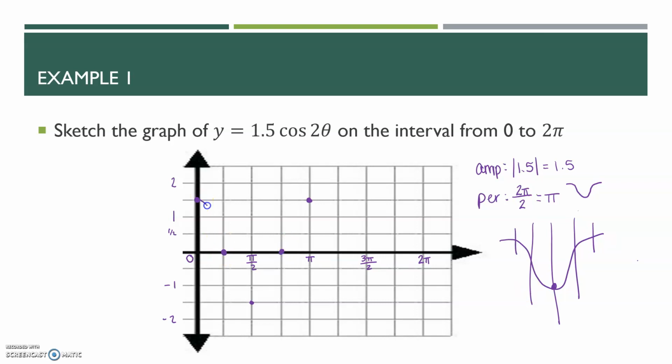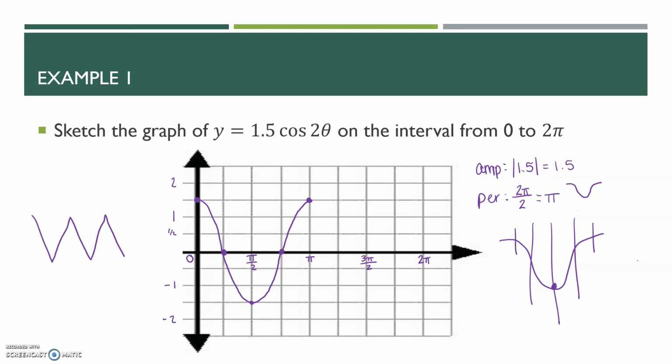And when I graph this, remember that this should have curves. It should not be something that looks like this. And if you make it with straight lines, you won't get full credit because that is not a cosine function.